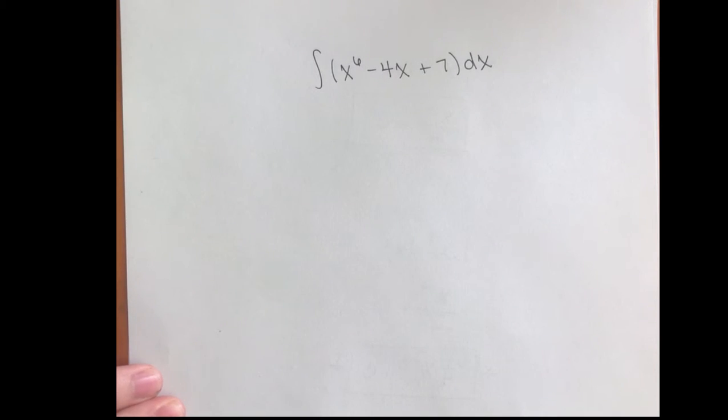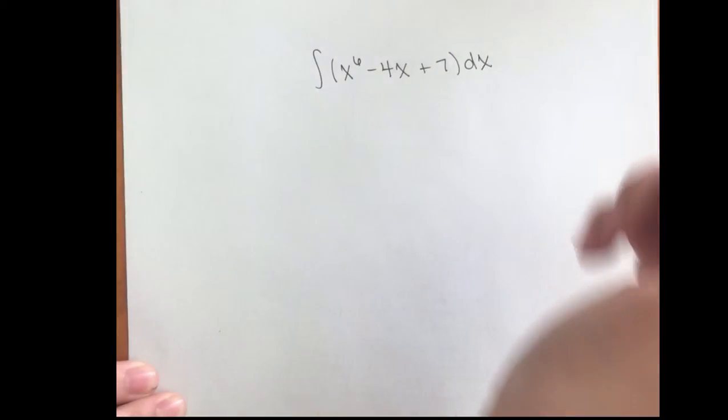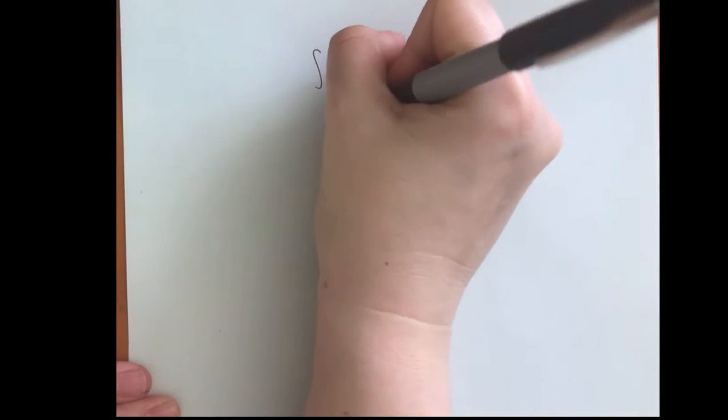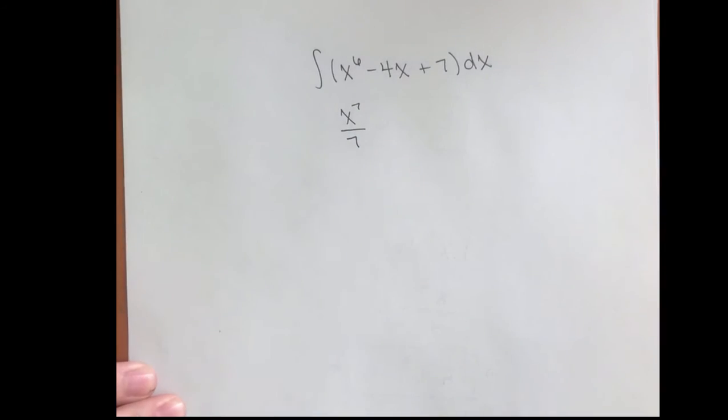The next problem I have is when we have multiple terms. So I have x to the 6th minus 4x plus 7 dx. So I'm going to integrate term by term. X to the 7th over 7, so that's just like our previous two examples.